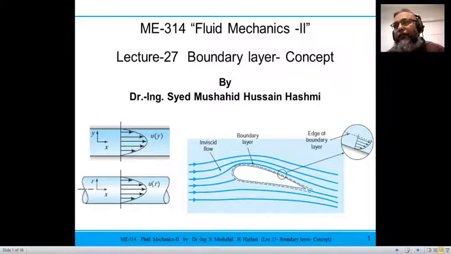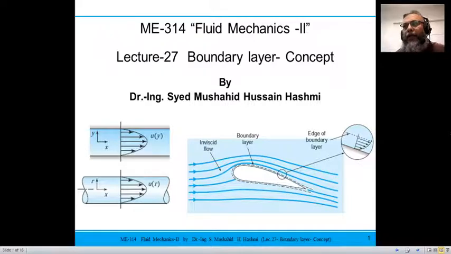This is lecture number 27 of the course ME314 Fluid Mechanics 2. Today is the third lecture of this week. We are going to start a fresh topic, boundary layer theory. We have already done the potential flow theory.